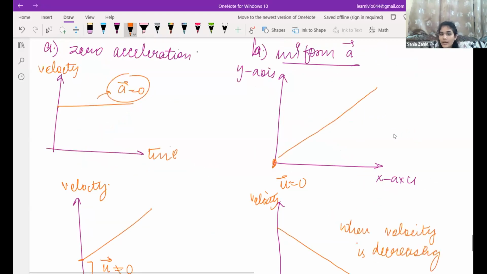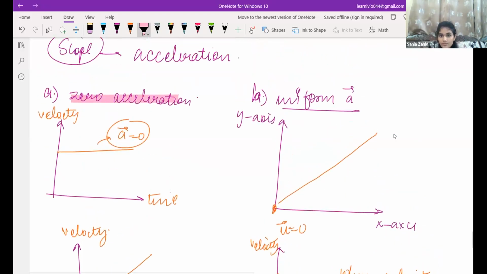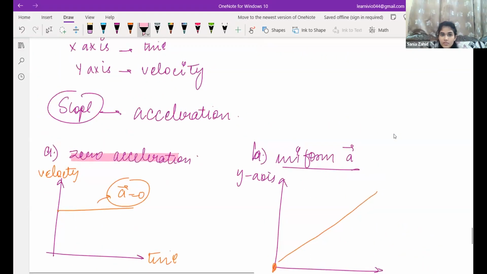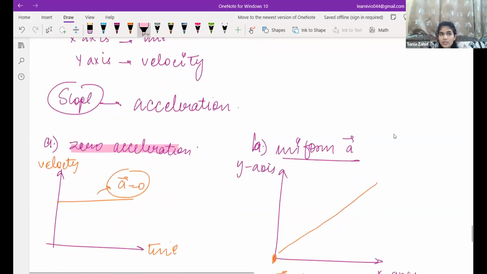3 cases. For uniform acceleration, you can have 3 kinds of graphs. For zero acceleration, you have one graph, which is like this. For uniform acceleration, you have 3 graphs: when initial velocity is 0, when initial velocity is not 0, and when velocity is decreasing. Okay, so you can draw them. First, draw the graph of zero acceleration. Did you draw it? Write these points also quickly, velocity time graph, and everything.